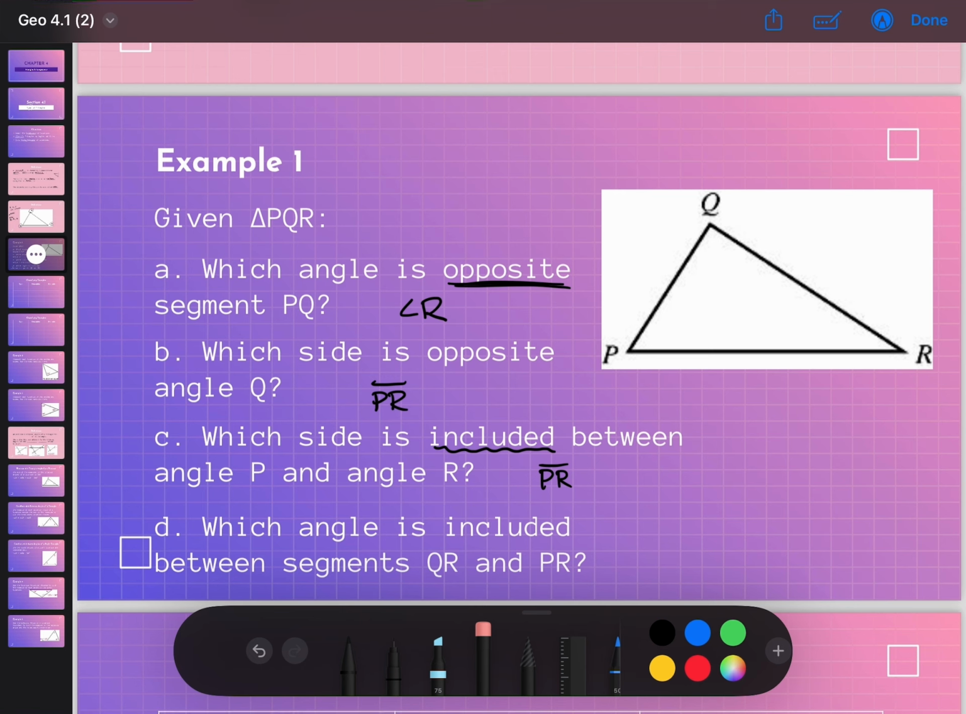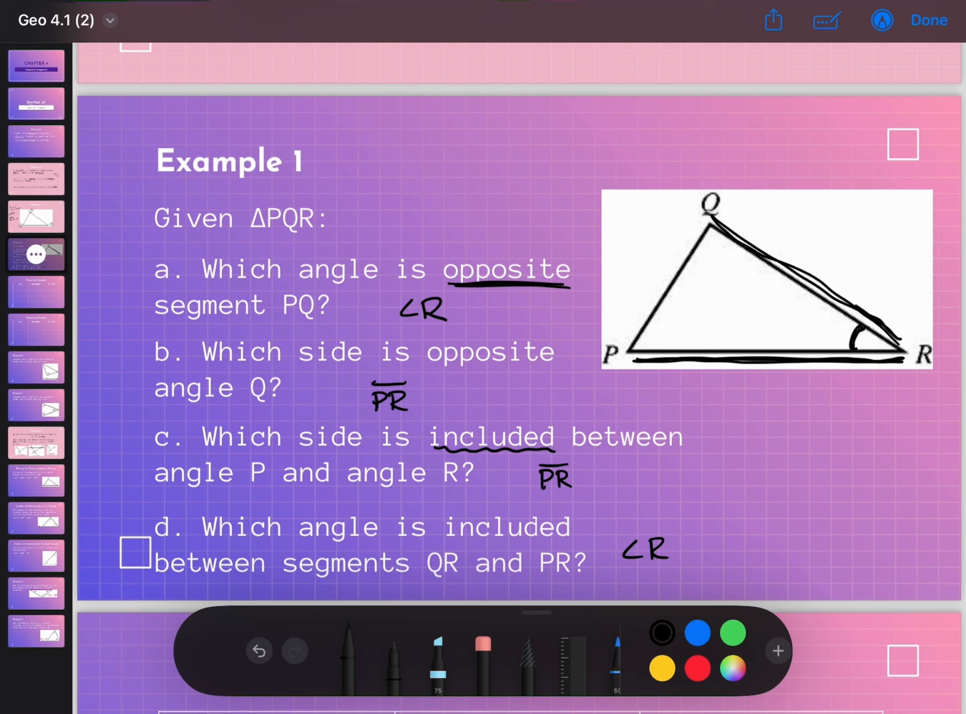All right. And then which angle is included between segments QR and PR? Well, here's QR. Here's QR and here is PR. The angle that is included or in between those, the one that they share, is angle R, okay?